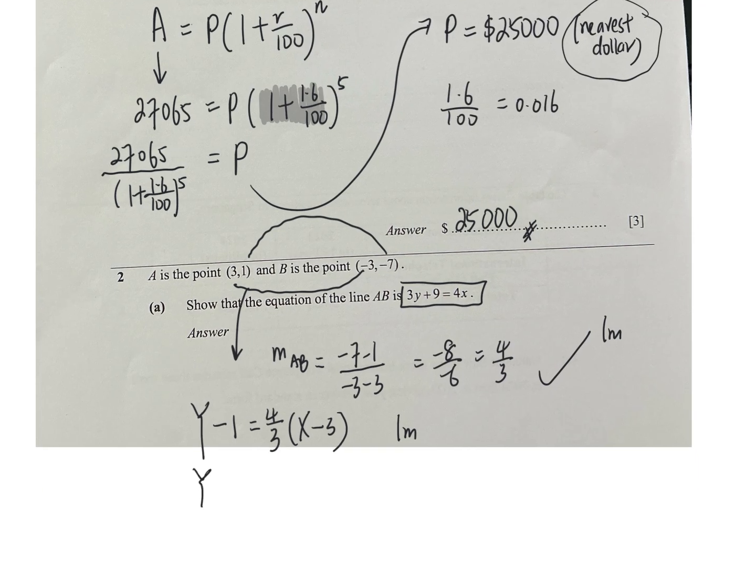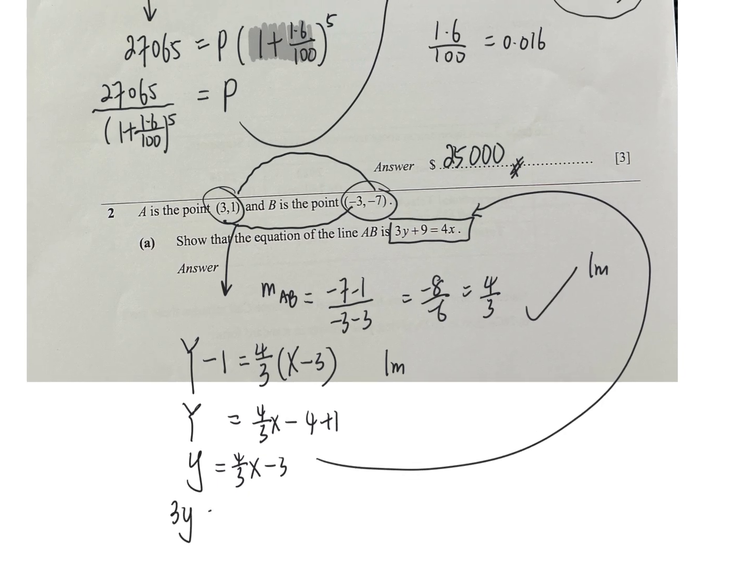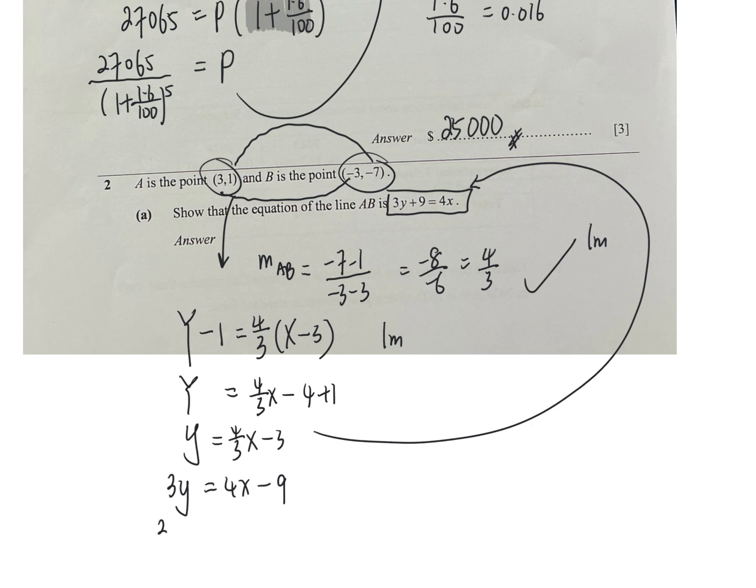If you go and manipulate it, any of these two, choose one. Once you are here, it's not exactly there yet. Some of you stop here. You need to manipulate until it is the equation given. If you multiply 3 throughout, you will get this, and then you need to shift the 9 over to show that this is what you get. There's 1 mark here in the showing part.